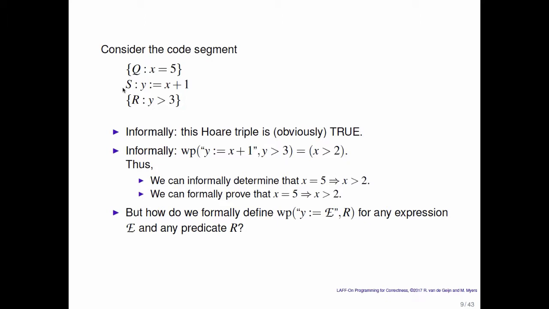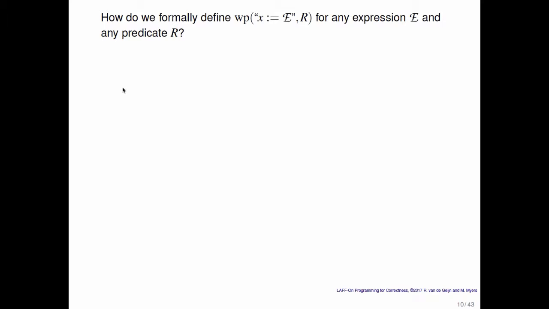But how do we formally define the weakest precondition of some expression being assigned to y? The expression here is denoted by the funny looking e, if we want to end up in a state where r is true, for any expression e and any predicate r. So let's look at this again. Now here I've replaced y by x, and x just represents an arbitrary variable.